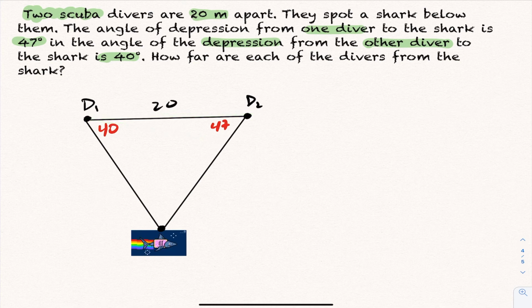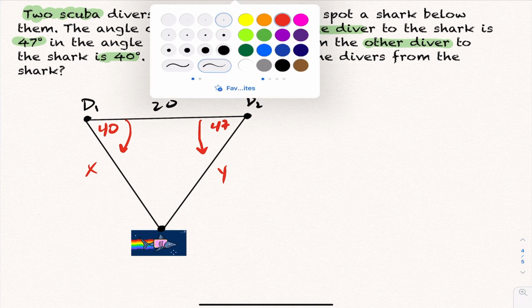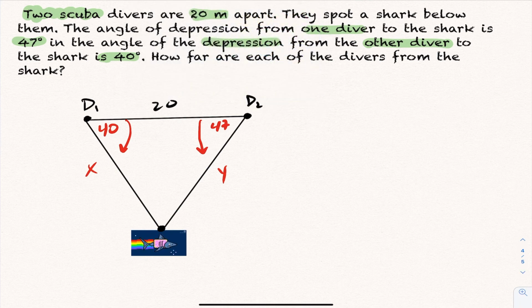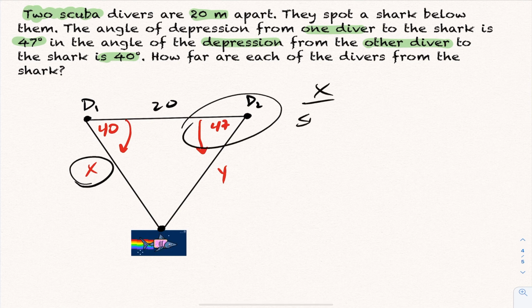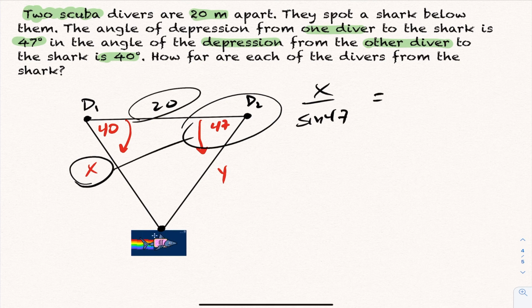So now if we keep reading here, they had said the angle of depression to the shark for one diver is 40 degrees. The other diver is 47 degrees. And they want us to find the x and the y here. So in this case here, notice we could actually solve this question using our sine law. Like if I want to solve for this here, I know that I have my x value and I have my angle. So this would be x over the sine of 47 equals, I could go to this length here, so 20 over, I can find this angle.